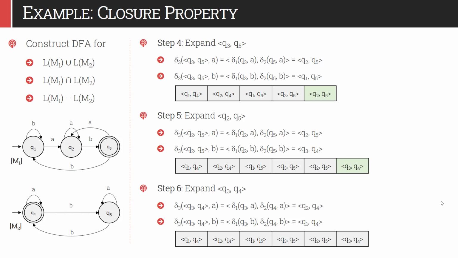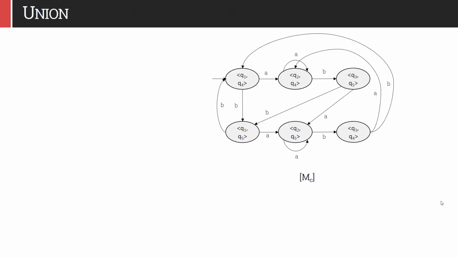And now we will build the combined machine. So this will be the combined machine. Right? From Q1 Q4, if we read A, we are moving to Q2 Q4. And if we read B, we are moving to Q1 Q5 and so on. So this is the combined machine. From this combined machine, now we have to construct the machine which generates union, intersection and the difference.